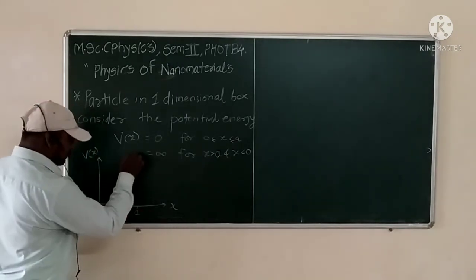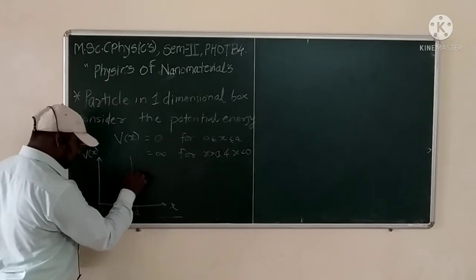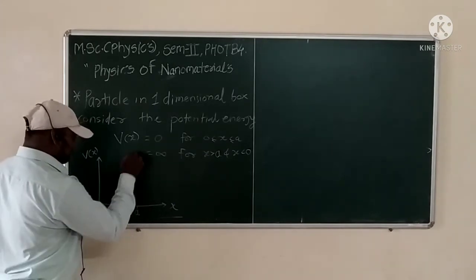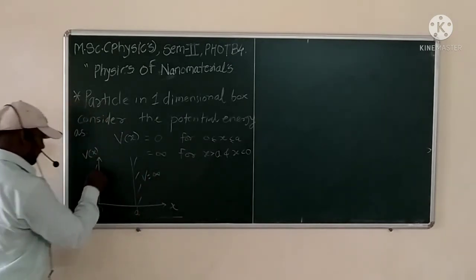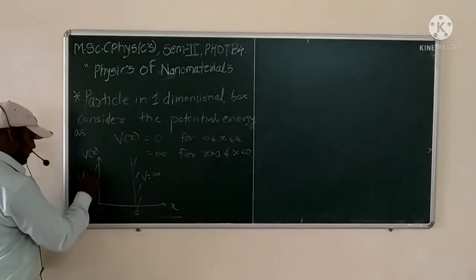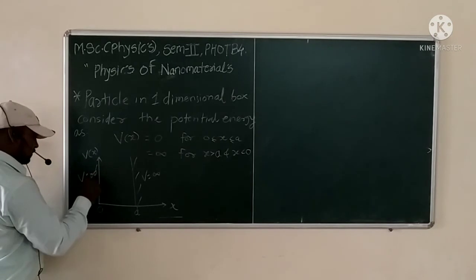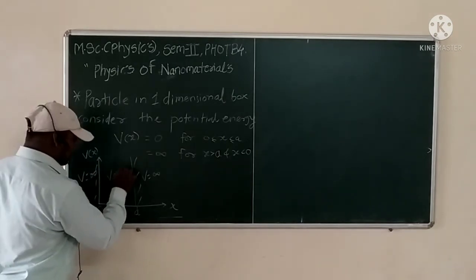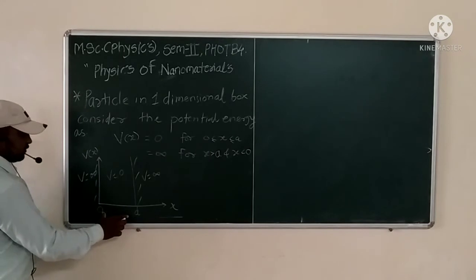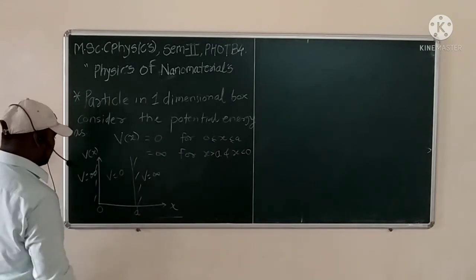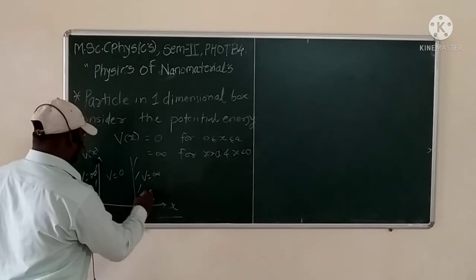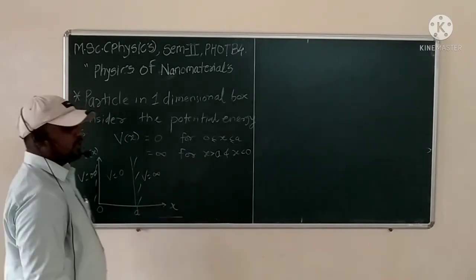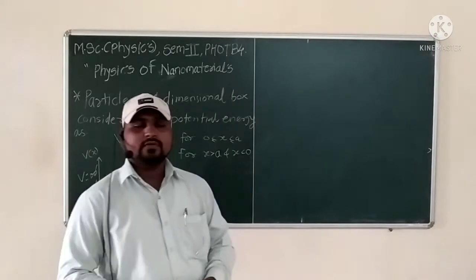Okay, so to draw this: outside the box, the potential is infinity, and inside the potential is 0. That is, between the region 0 and a, the potential is 0, and outside the region, that is x greater than a and x less than 0, the potential is infinity.